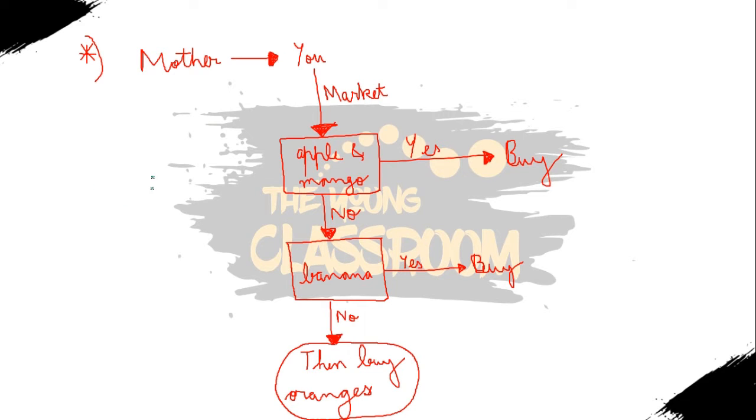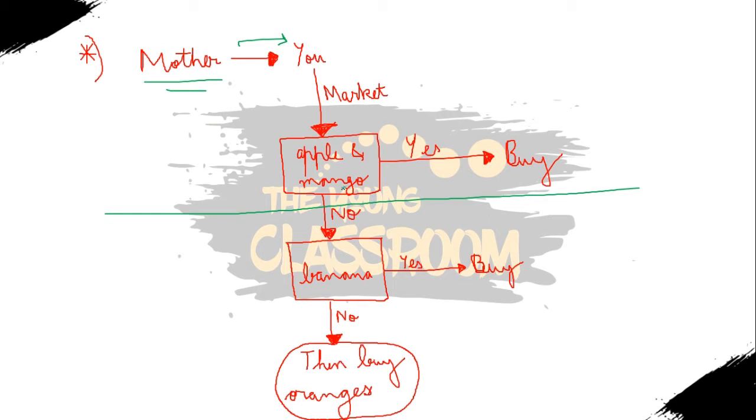Suppose your mother told you to go to the market, and then she told you to go and buy apples and mangoes, okay. She told you that if and only if apples and mangoes both are available, then just go and buy them, okay. So just for now see till here, don't go to the bottom part, just see it till here, okay.